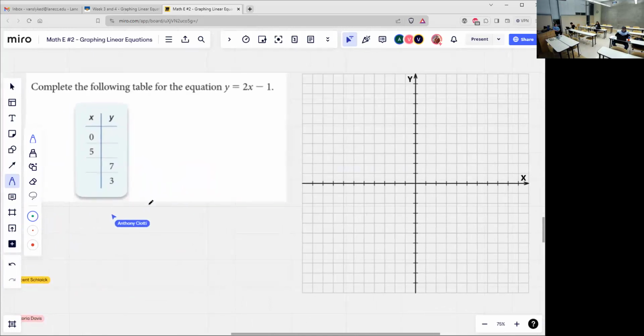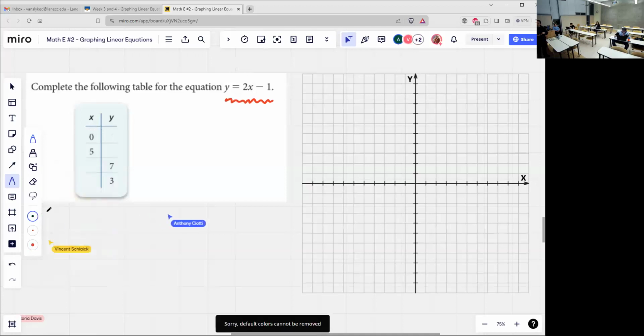So first, let's finish the table. Y equals 2x plus 1. That's what I'm doing here. So if I plug in 0 for x, what comes out? If I put in 0 for x, what do I get? -1. Everyone agree with Anthony? No, 2 times 0 is 0, and then I add 1, so I get 1. Okay, if we put in 5, what do we get?